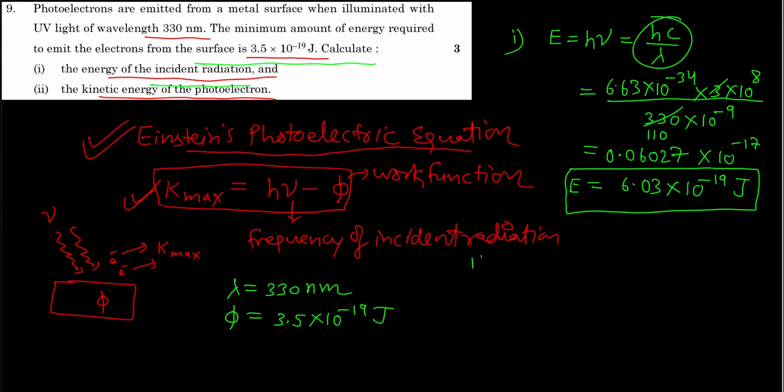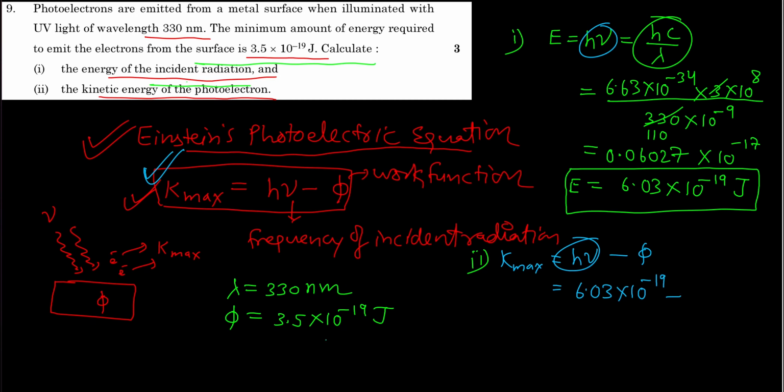Now we'll come to the second part of the question: the kinetic energy of the photoelectrons. For the maximum kinetic energy, we will use the photoelectric equation. K max will be h nu, that is the energy of the photon, minus phi, the work function. We have already calculated h nu or hc upon lambda, they are the same thing. So we will just put the value 6.03 into 10 raised to the power minus 19, minus phi, which is given in the question as 3.5 into 10 to the power minus 19.